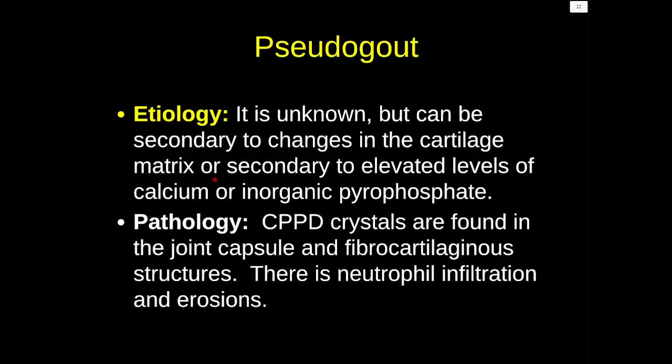The etiology is unknown, but it can be secondary to changes in the cartilage matrix or secondary to elevated levels of calcium or inorganic pyrophosphate. As for the pathology of CPPD disease, these crystals are found in the joint capsule or fibrocartilaginous structures, and there is neutrophil infiltration and erosions. Almost the same as in gout, but the crystals are quite different.